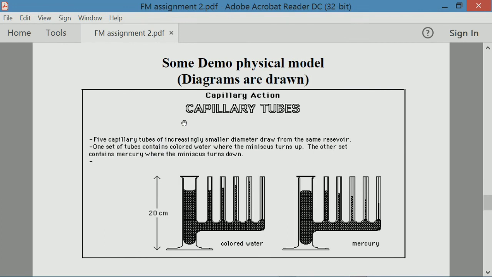Now these are certain diagrams, certain images representing your model and prototype studies. The capillary tubes show capillary action using two types of fluids, one colored water and the second mercury. By lowering the diameter, capillary action takes place. One is colored water, which has the least density, and the other is mercury, which has the highest density. So you can study this type of thing.